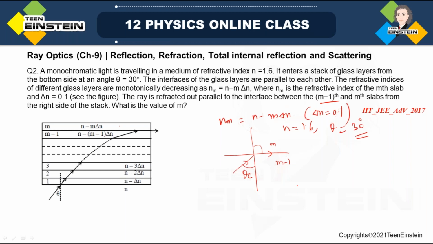Oh, this is giving a lot of trouble to me. I think I have to update it. Let me finish this class actually. Okay, so what I wanted to mean is that at this interface the critical angle is 90 degrees.